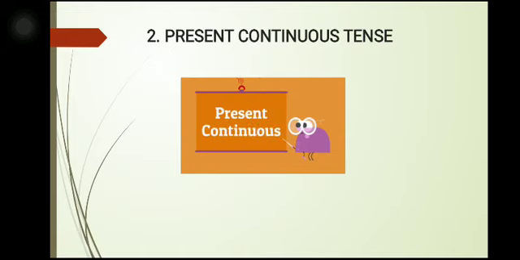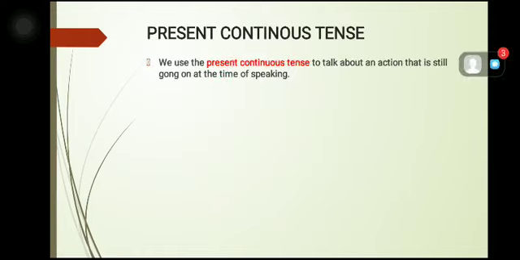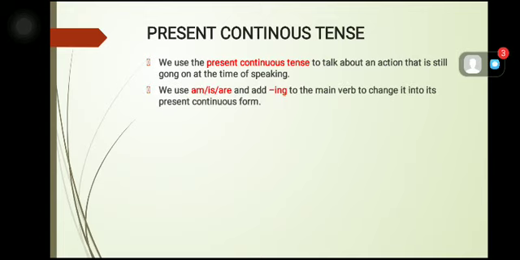Now, let us go for the second type of present tense, that is present continuous tense. In this particular form of present tense, what we will do is, first we will understand some rules. We use present continuous tense to talk about an action that is still going on at the time of speaking. I'm sorry, the spelling of going on, there is a mistake. So all those actions which you are doing at the time of speaking, they are called present continuous tense.